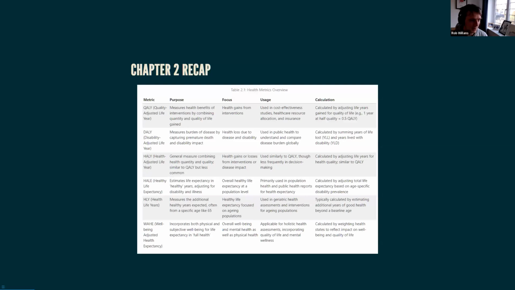YLLs, years of life lost, represent the years lost due to premature death, whilst YLDs, years lived with disability, capture the impact of disability. And these metrics were important because policymakers will want to quantify the impact of diseases, where they're more severe, and how they're affected by interventions.